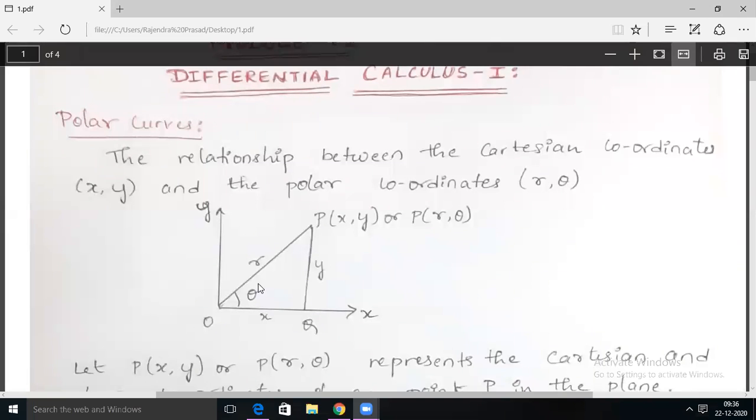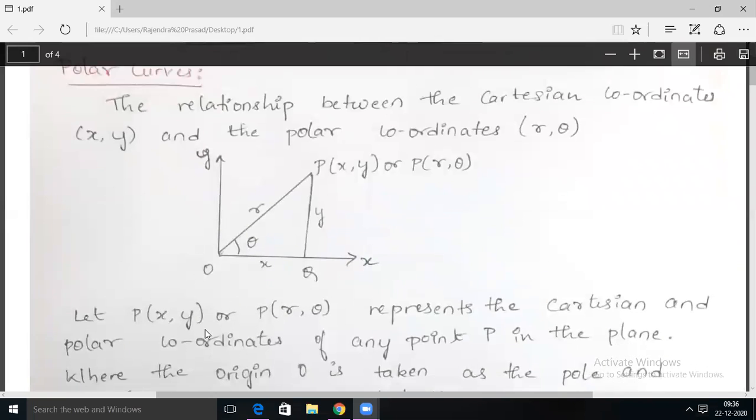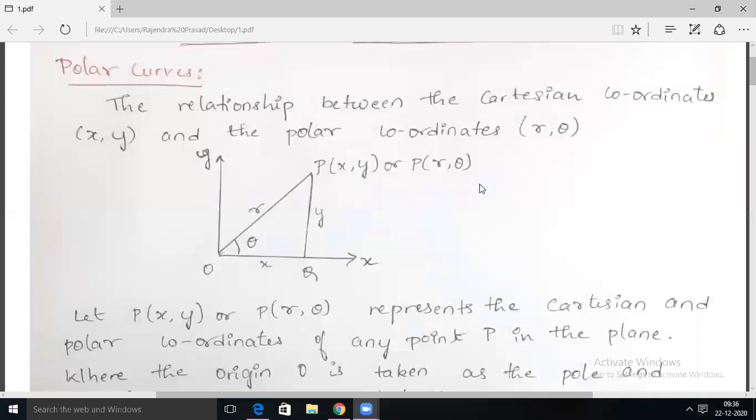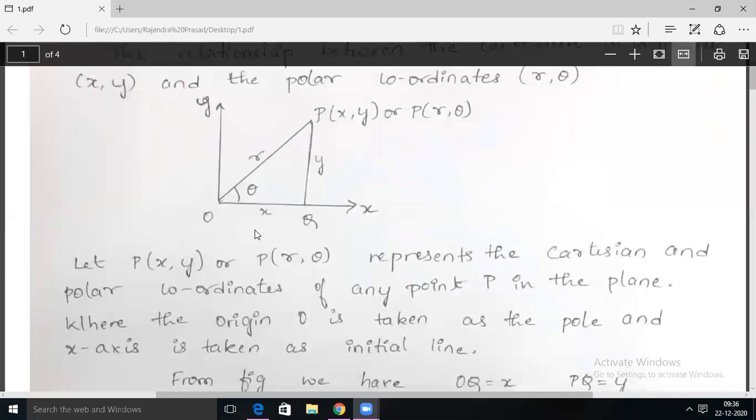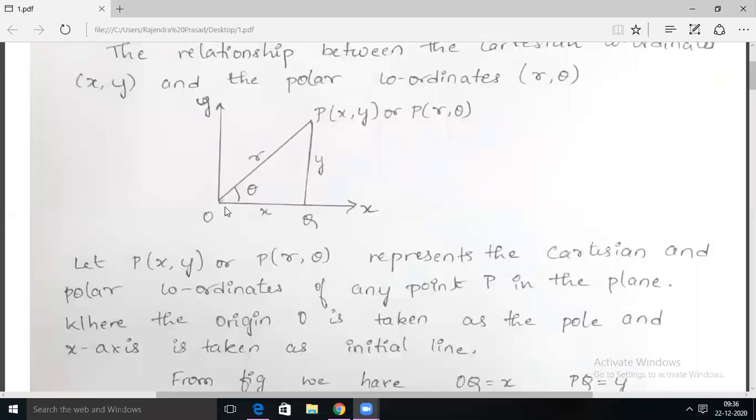Observe the diagram here. X and y. P of x comma y or P of r comma theta. P of x comma y represents Cartesian coordinates and P of r comma theta represents polar coordinates of any point P in the plane. See here, O is the origin. So this is x-axis and y-axis. So x-axis is taken as the initial line.